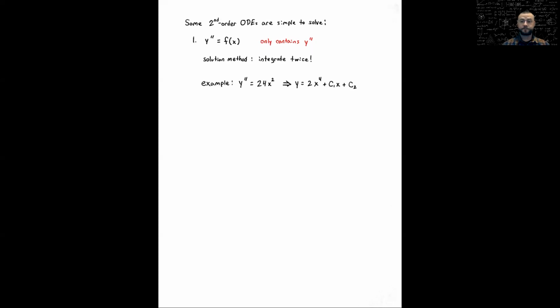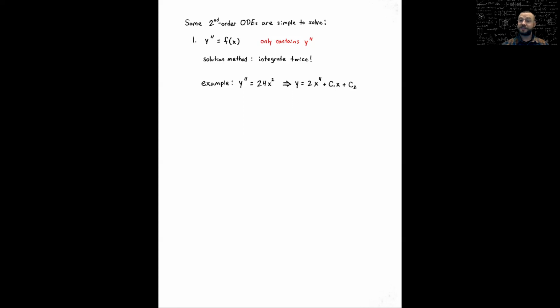So if you look at an example, y double prime equals 24x squared, integrate that twice, and we get this as our solution for y. Each integration introduces a constant, and since we integrate twice, we get 2 constants here, C1 and C2. Earlier in the course, we might have used C and D for our constants, but we'll change notation and use primarily C1 and C2, or more properly, C sub 1 and C sub 2 for our constants.